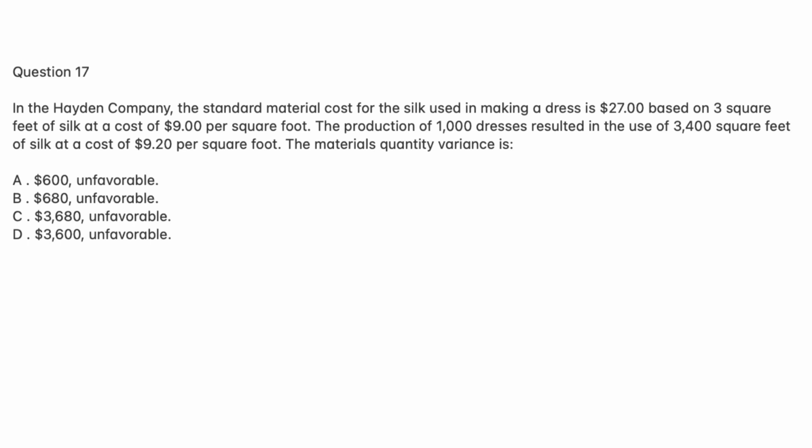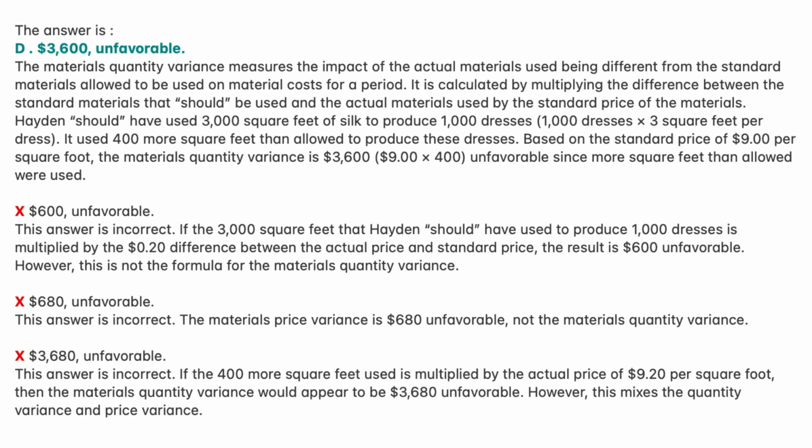A. $600, unfavorable. B. $680, unfavorable. C. $3,680, unfavorable. D. $3,600, unfavorable. The answer is D.